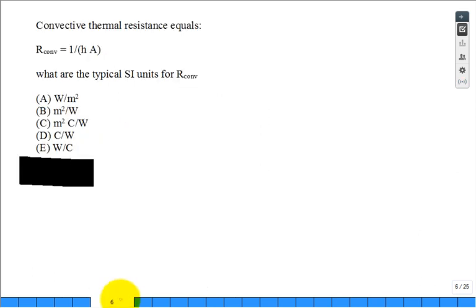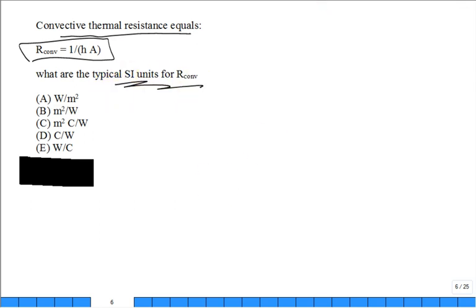Oh, clicker time, huh? So, the convective thermal resistance equation, we just got it. 1 over hA, true? What are the typical SI units for that? So would they be watts per meter squared, or meter squared per watt, or meter squared degree C per watt, or degree C per watt, or watt per degree C? So what are our typical units for that? I'll give you a little time. I'd really like you not to look it up, but to work it out on a piece of paper. You should be able to work out those units.